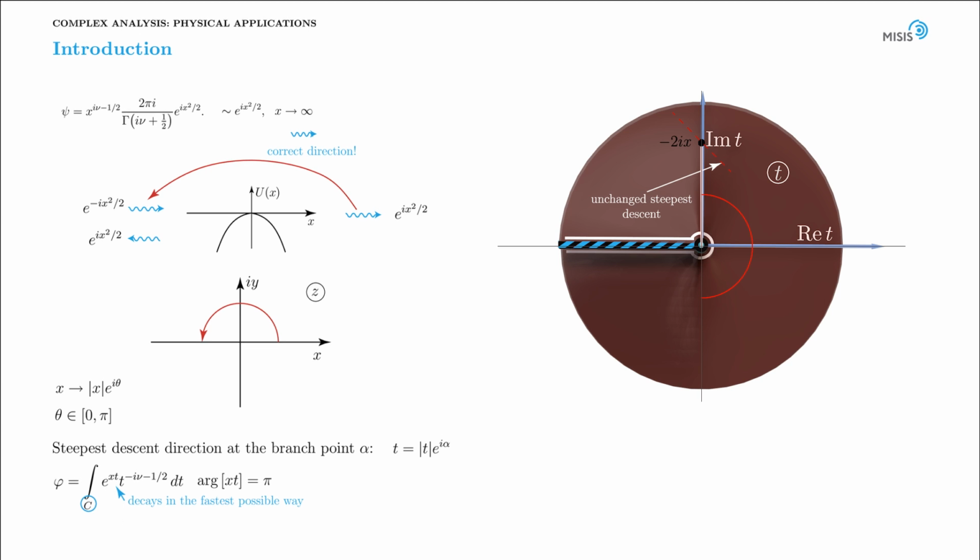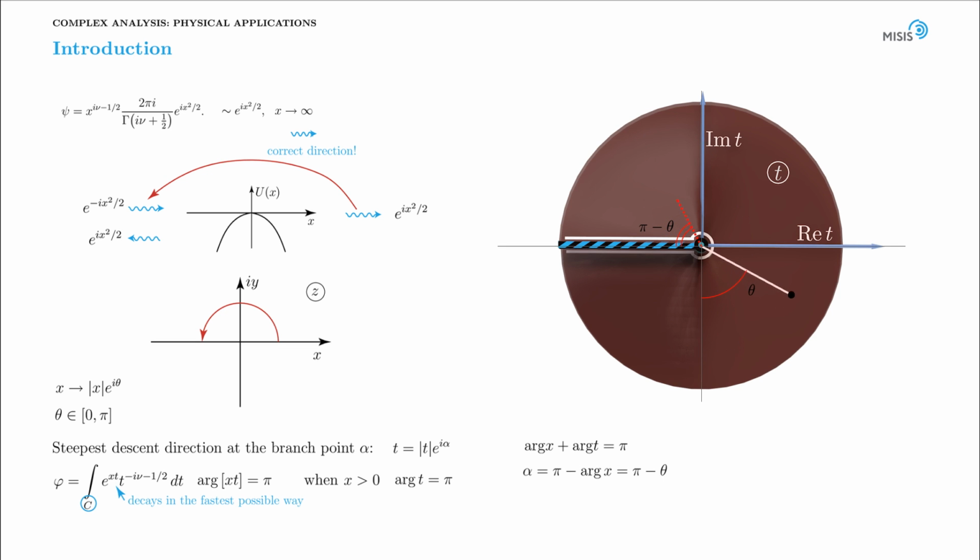When x was positive, that simply meant that the argument of t was pi, which was the negative direction of a real axis. But now x itself acquired a non-zero argument theta, so the condition is a little bit different. We see that while x is rotating counterclockwise, the steepest descent direction at the branch point rotates clockwise. But now we seem to have a problem. The upper part of the contour can rotate clockwise and follow the steepest descent direction. The lower part of our contour obviously can't. It is blocked by the branch cut.